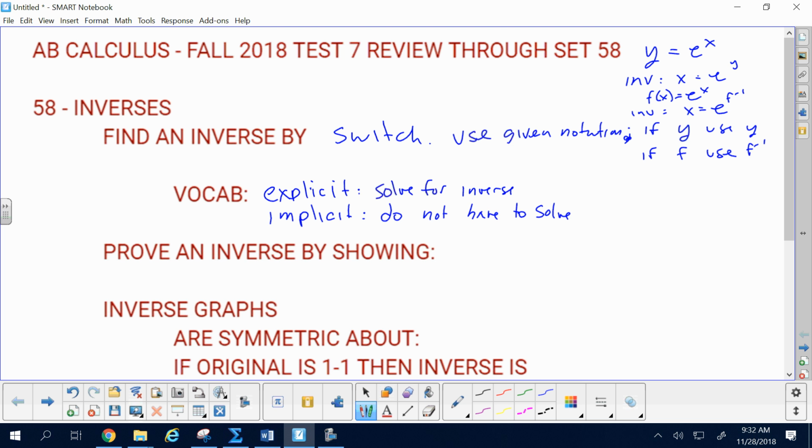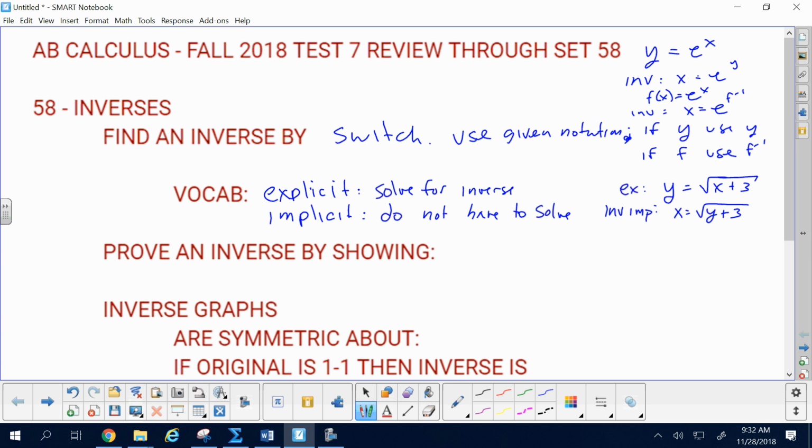So let me give you a real quick example. If I said y equals whatever, square root of x plus 3, all in square root, then what is the inverse implicitly? The inverse form implicitly. What is it? X equals square root of y plus 3. Boom. Okay? I found the inverse because I switched. It's implicit because I did not solve for the inverse. I just, boom, left it there.